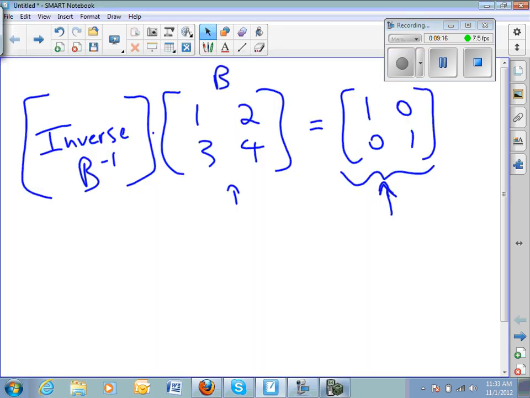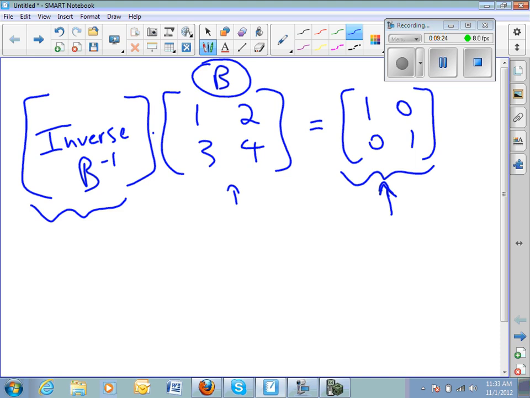So what we're looking for here is a matrix, this inverse matrix, that we can multiply by matrix B and come up with the 2 by 2 identity matrix. That's how we define the inverse of the matrix. And we should be able to multiply in either order, either B inverse times B or B times B inverse. Either one of those should give us the identity matrix.